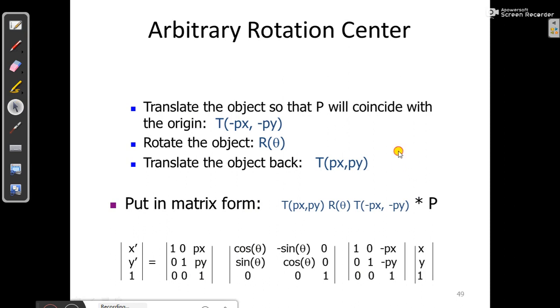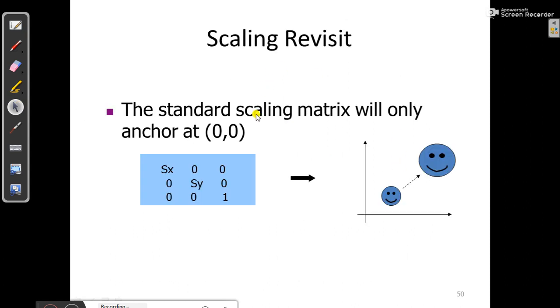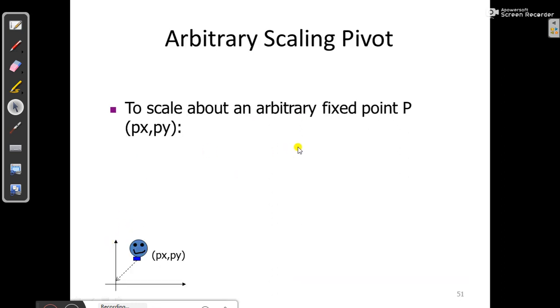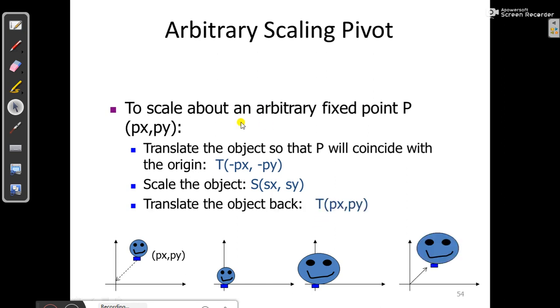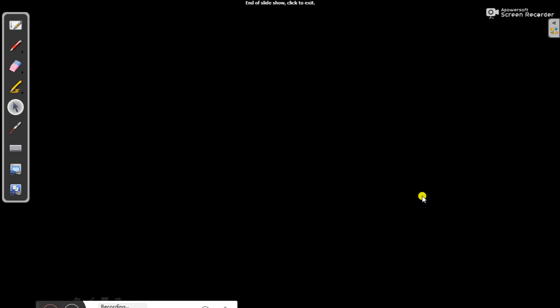Then we have studied scaling with respect to the origin, and then with respect to a fixed point, or you can say an arbitrary point. Here also you need to translate back to the origin, then scale it, then translate it back. That is all about 2D transformation.